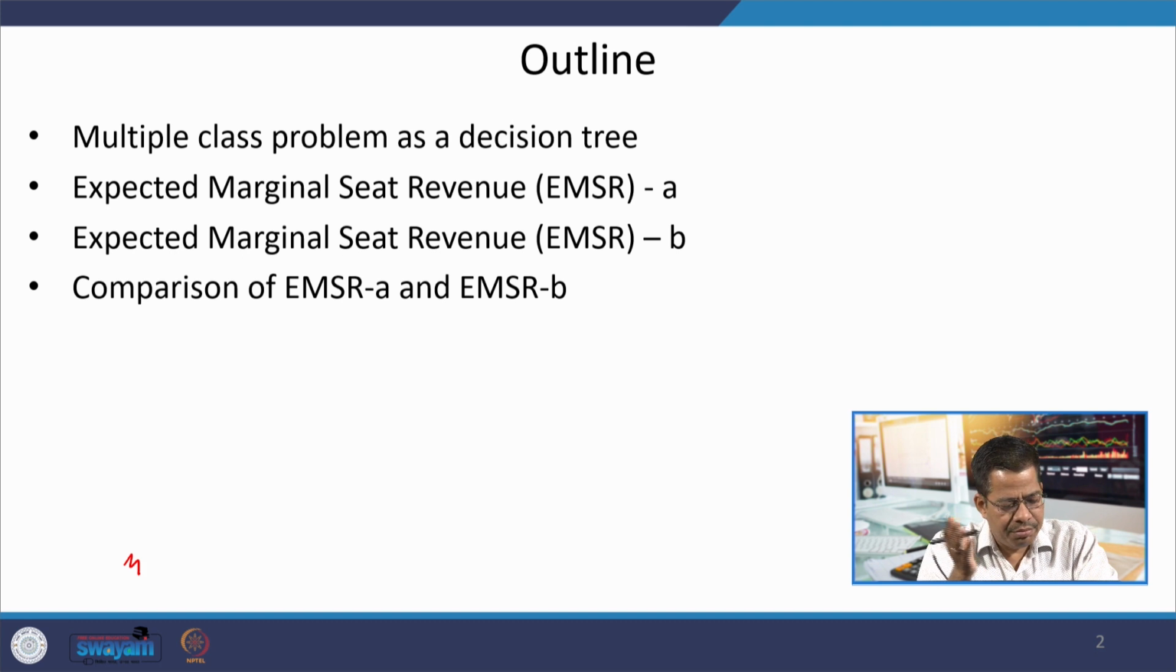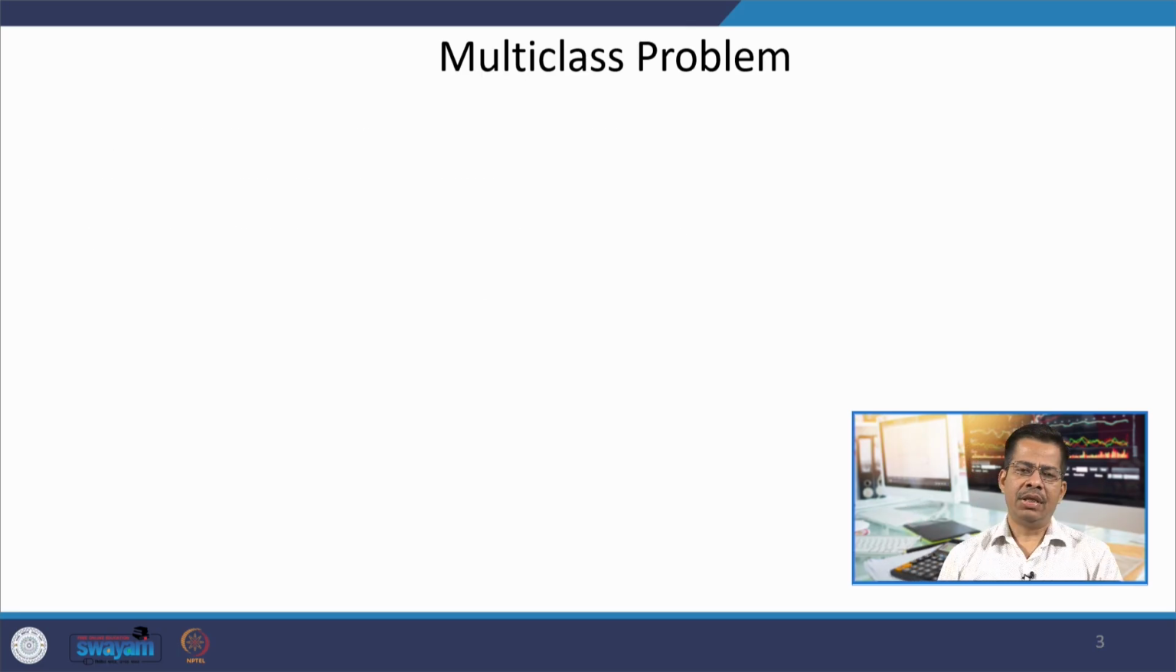So, more organizations are using the EMSR B version for knowing the booking limits for a particular class, and then finally if we compare A and B, we will have some kind of numerical data for comparing EMSR A and EMSR B. Let us first start the multi class problem as a decision tree.